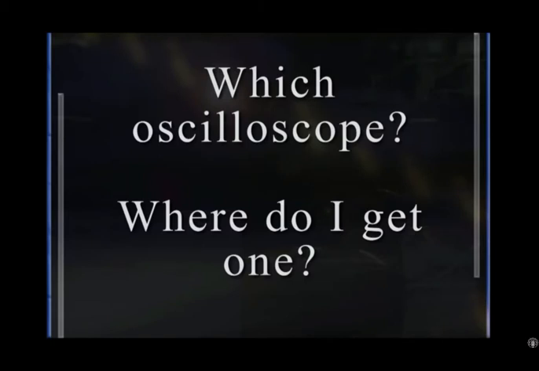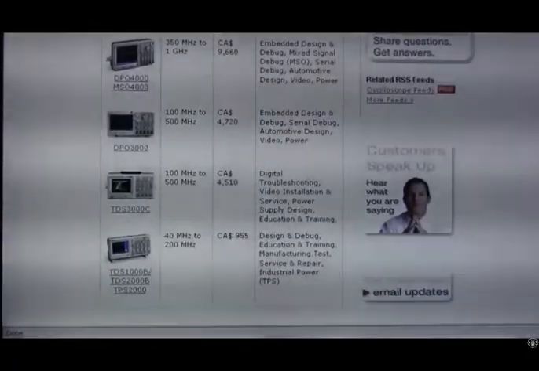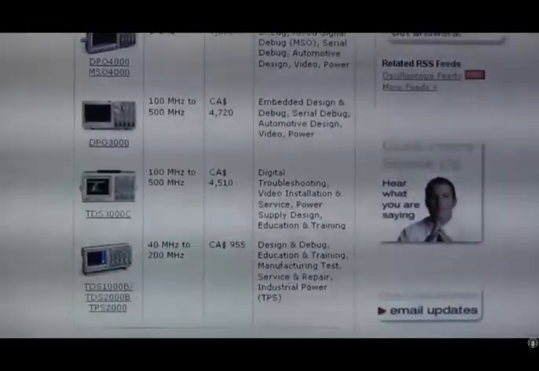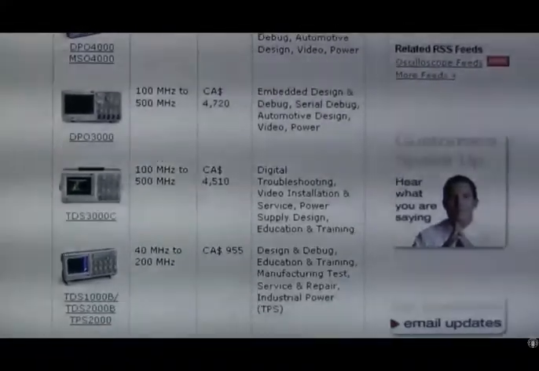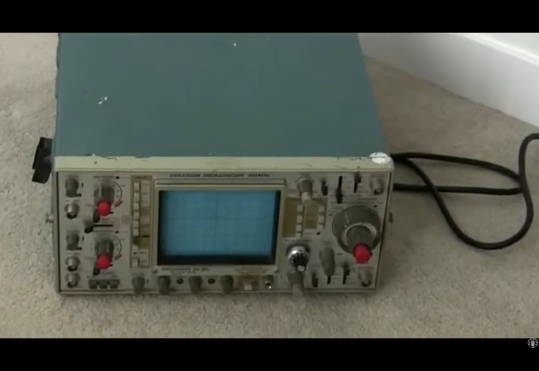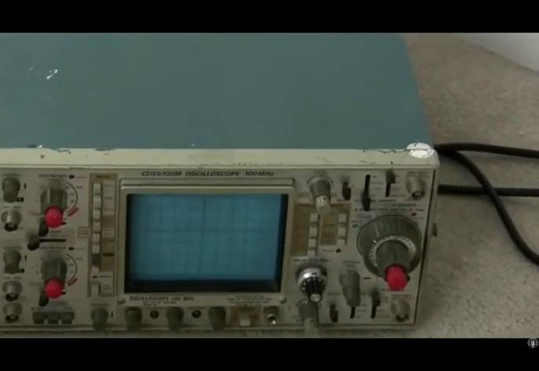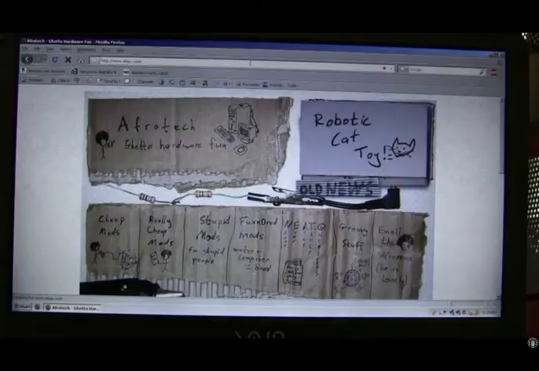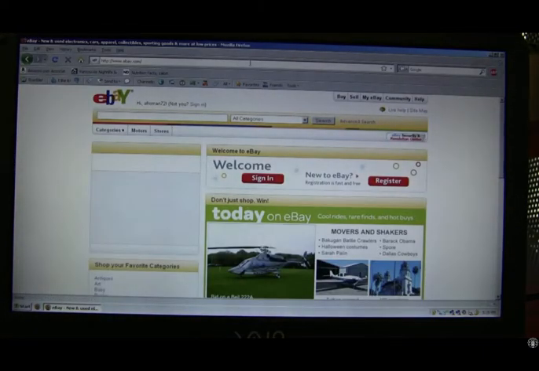So, which oscilloscope do you get, and where do you get one? Well, brand new oscilloscopes are normally really expensive, reaching into the $1,000 range. But if you buy a used scope, you can get one for a couple $100. Now, to give you an example, I have never paid more than $400 for an oscilloscope ever. So, let's go on to eBay now and see what options you've got.